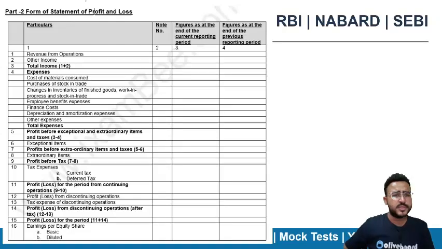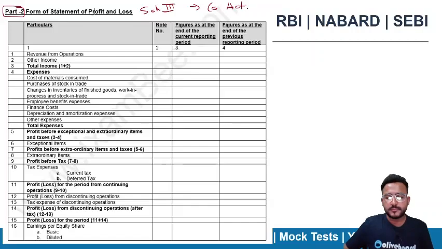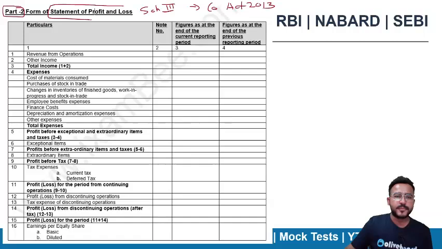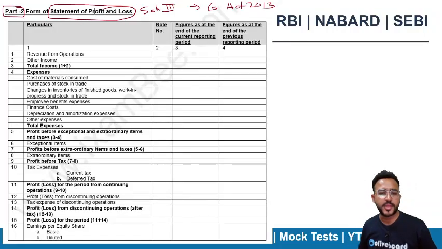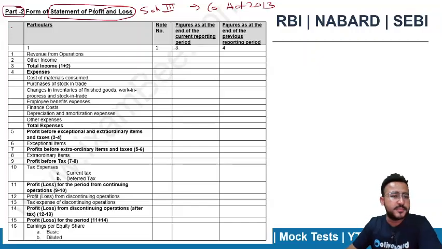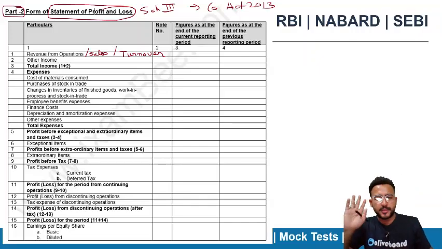Okay, so this is the format of P&L. We can see that it is prepared in Part 2, Schedule 3, Part 2 of the Companies Act 2013. So we call it statement of profit and loss account. We don't call it profit and loss account. We call it statement of profit and loss account. Okay. First term is revenue from operation. That means sales, right? Or I can say it as turnover. Sales, turnover, revenue, it's all the same thing. Okay.